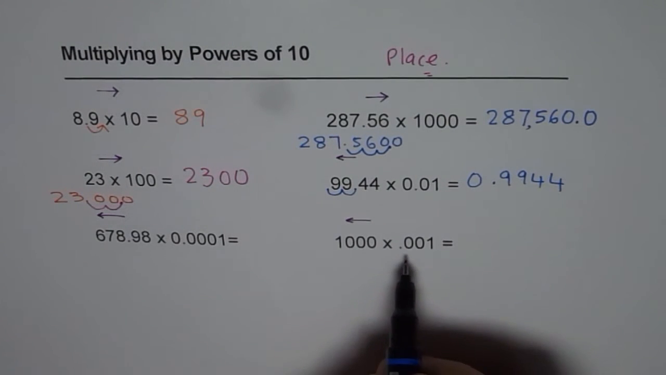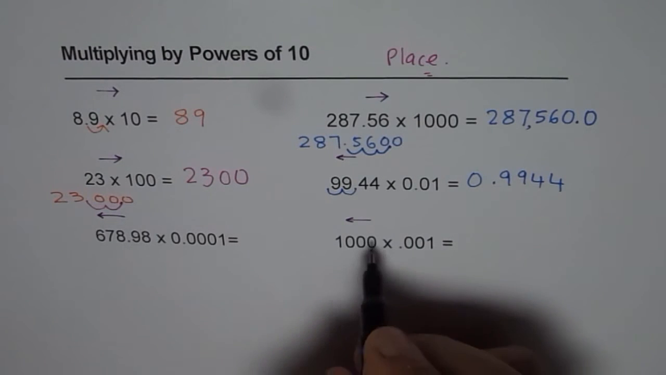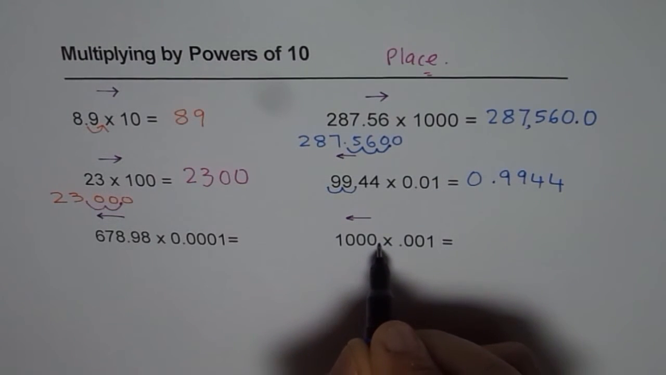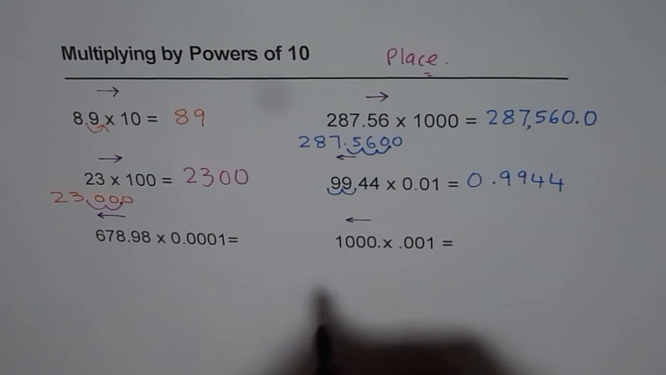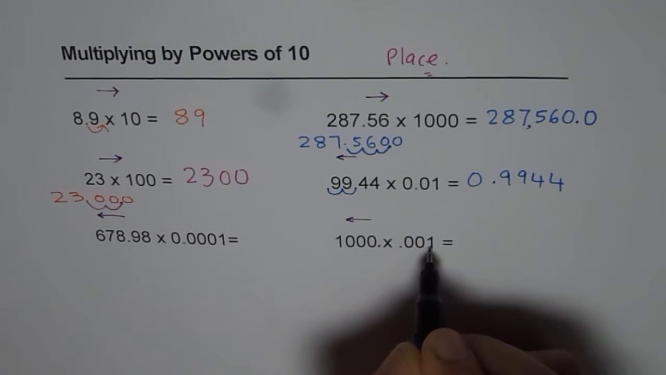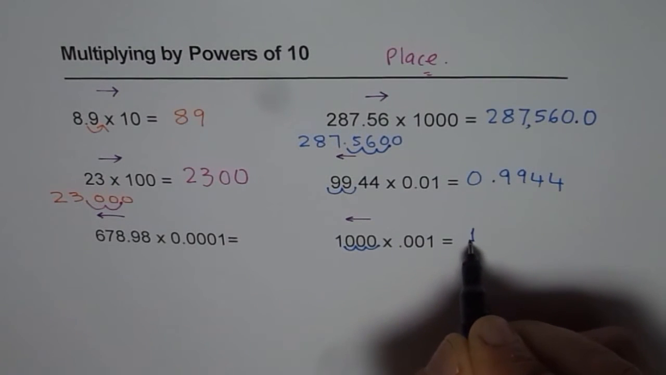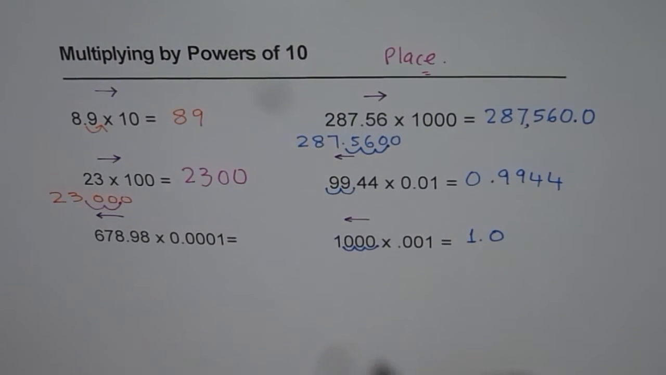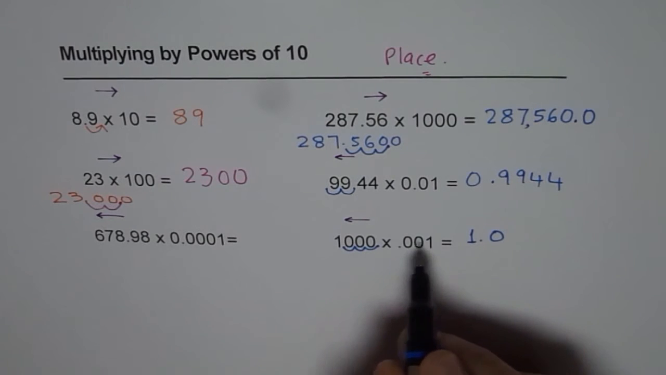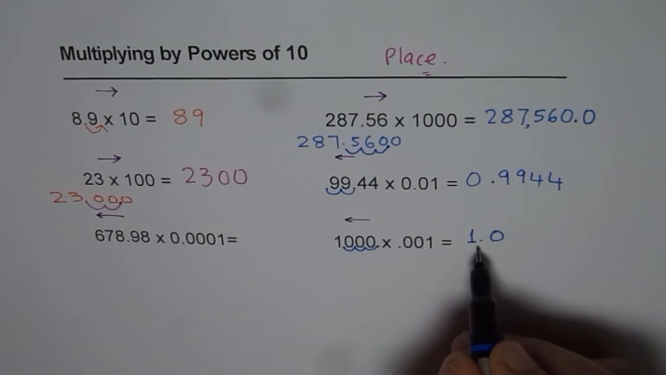This one, 1, 2, 3 places. So if there is no decimal, place a decimal. It is still 1000. 3 places, 1, 2, 3. So you get 1.0 as your answer. The 1000 times 1000th will give you 1, right, as expected.